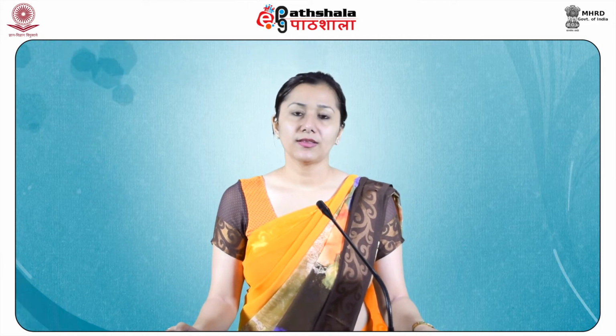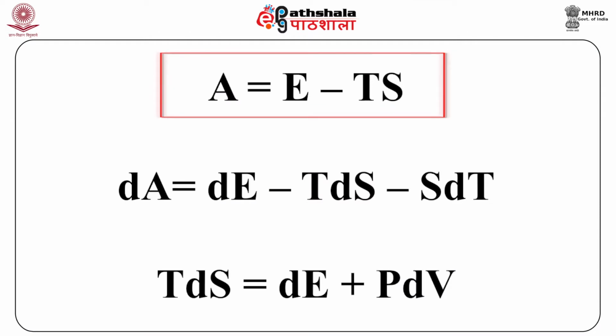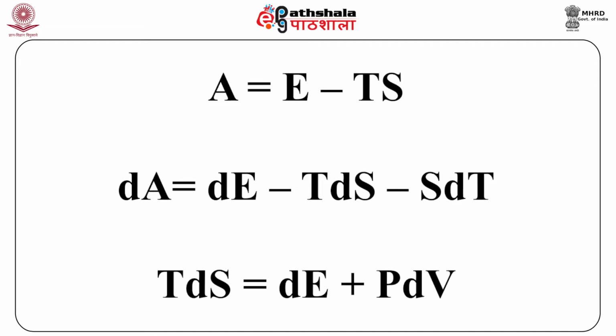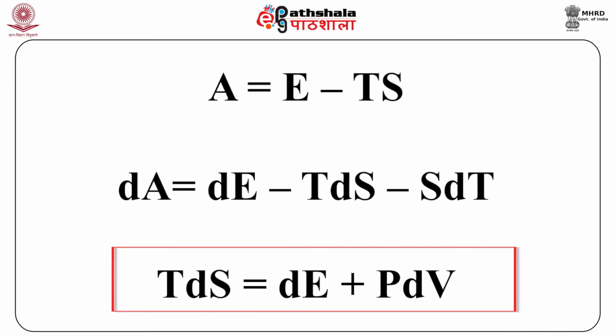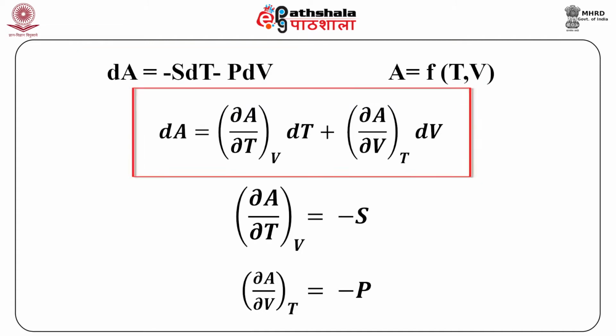Helmholtz free energy, that is the work function A, is given by A equals E minus TS. Differentiating gives dA equals dE minus TdS minus SdT. But the combined first and second laws of thermodynamics read TdS equals dE plus PdV. Therefore, dA is equal to minus SdT minus PdV. As A is a function of T and V, we have dA equals dA by dT at constant V dT plus dA by dV at constant T dV.